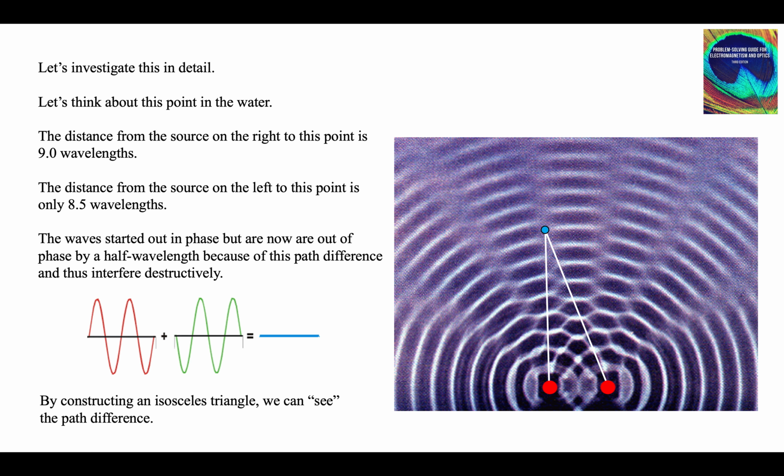If we construct an isosceles triangle, by drawing a line, we can see the path difference. So here's our isosceles triangle. The length of this triangle side and the length of this side are the same. Here's the path difference right there. And that path difference is a half a wavelength. And that's why they interfere destructively.